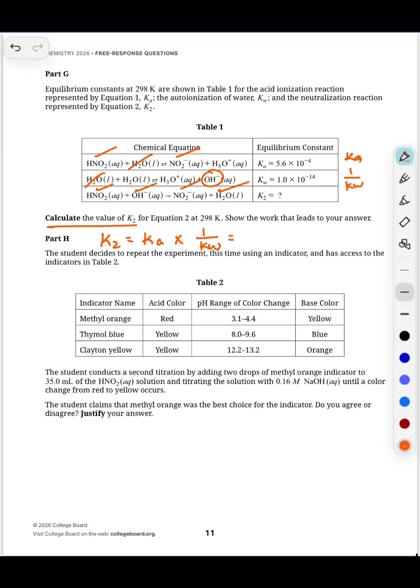So then we plug in our numbers. So then we have 5.6 times 10 to the negative 4 by the reciprocal of 1 over 1 times 10 to the negative 14. Our K2 value is then going to be 5.6 times 10 to the 10th power.